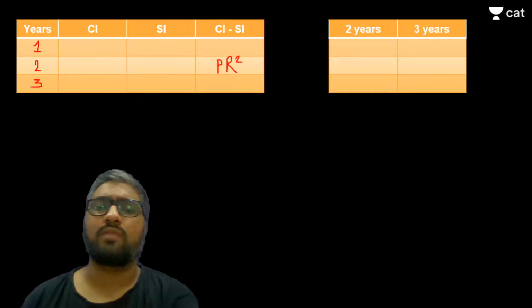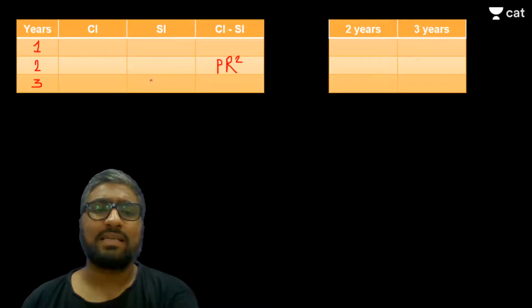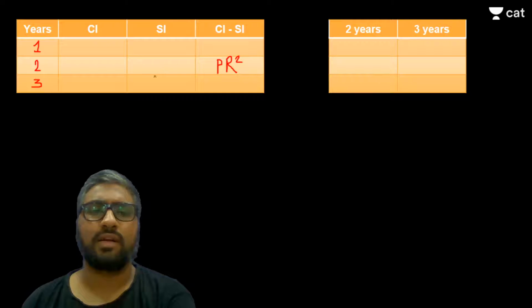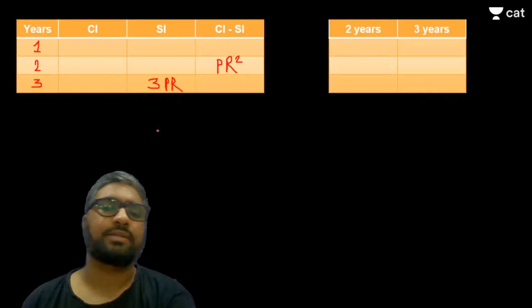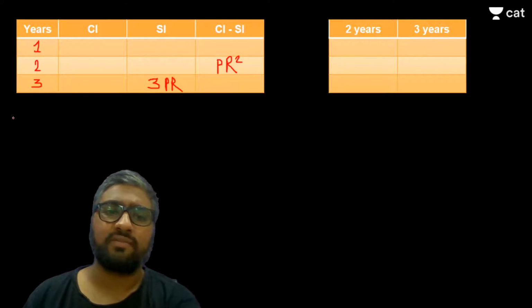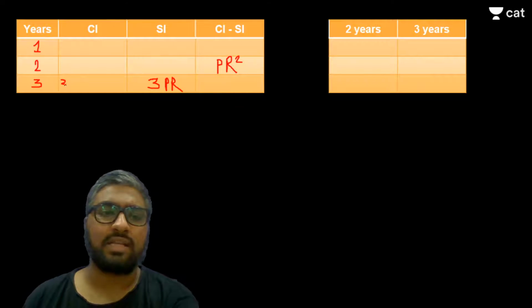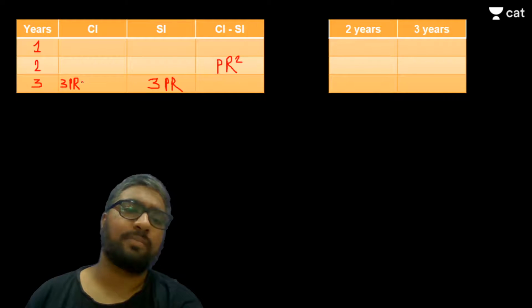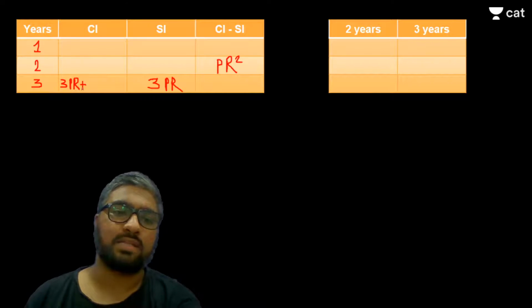Now let's look at the third year. What would happen in the third year? Simple interest for all 3 years would be 3 times R percentage applied on P, correct? How about compound interest? We would have 3 times R percentage applied on P, plus what would we have?